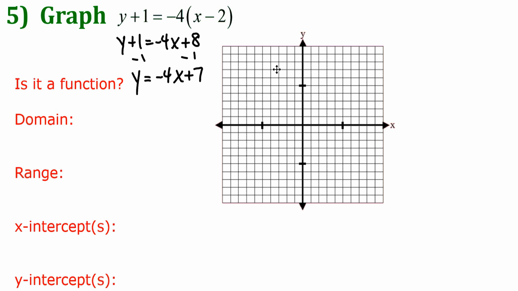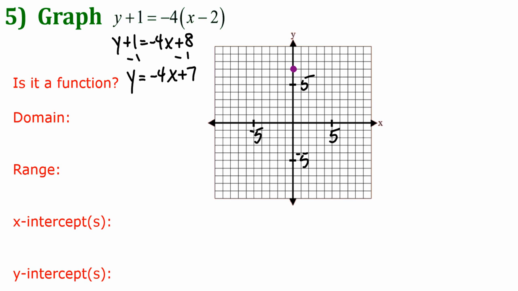Yes, we know the starting point will come from this part of our equation, and that's telling you that the output has to be 7. So we have a point at (0, 7). That would be your y-intercept.